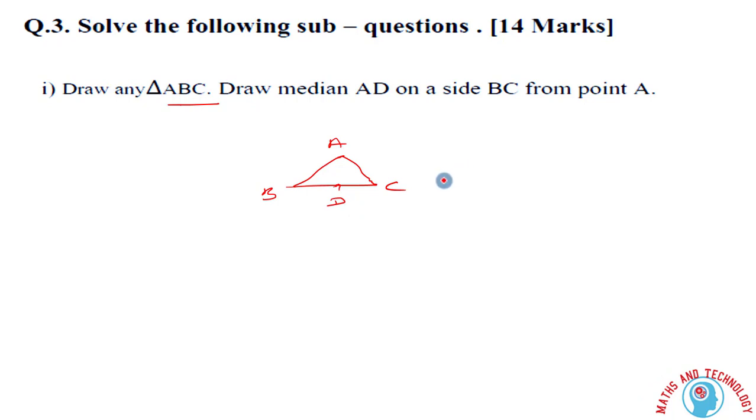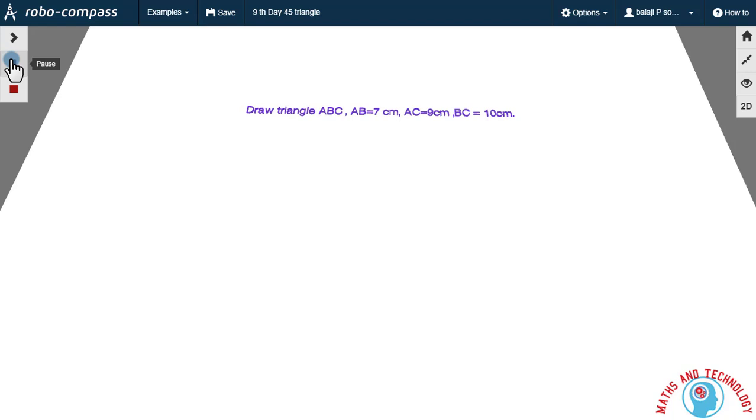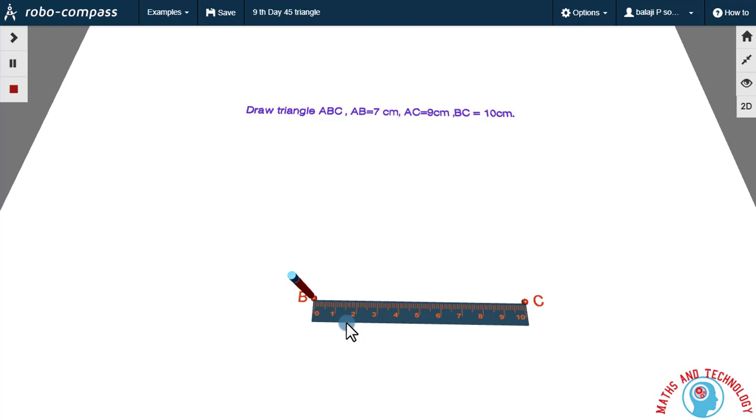Draw triangle ABC by using robo compass. Actual activity. First, draw triangle ABC. Let BC equal to 10 centimeter. Here, point C. Then join B and C with the help of scale.